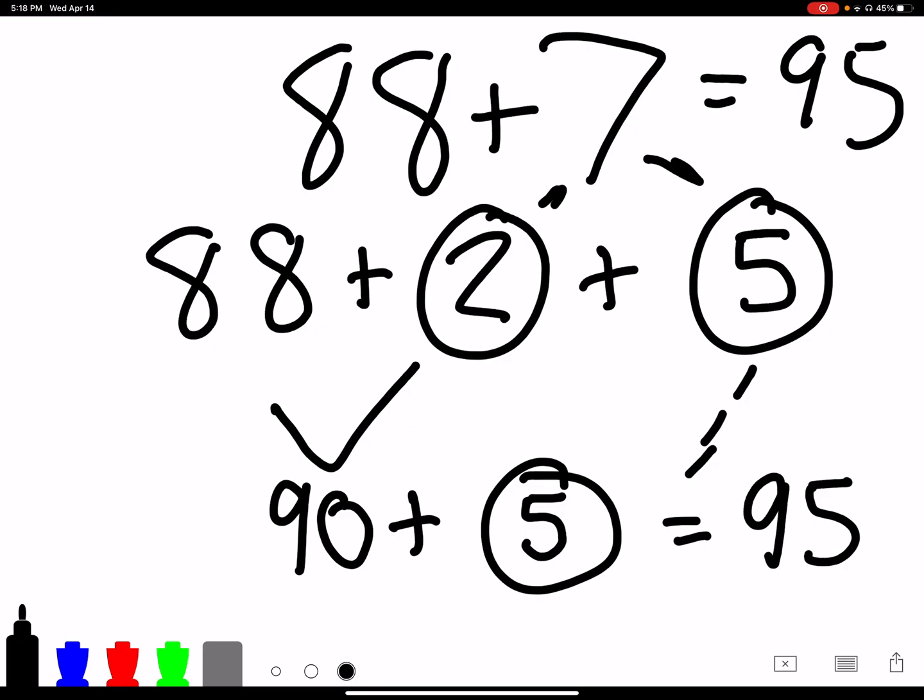And if you have any more additional questions with making 10 or using the number line or anything regarding word problems, please let me know. I'm more than happy to meet with you and discuss this more over Zoom, and then let you guys get more hands-on practice.